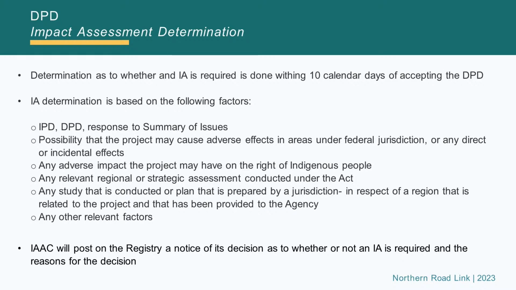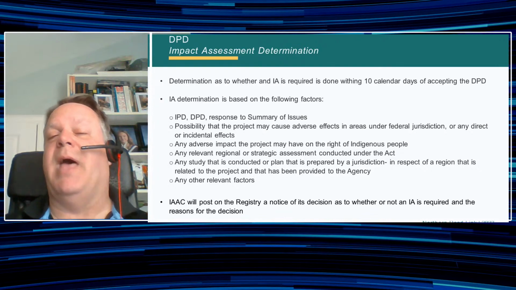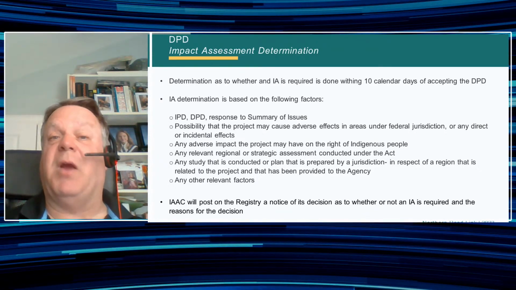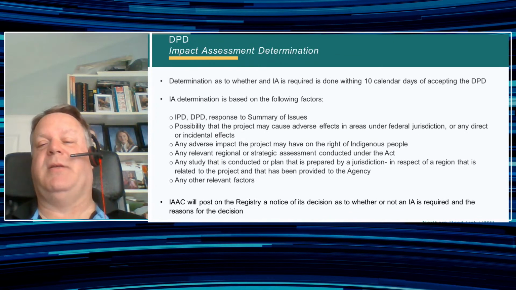And then IAC will post on the registry a notice of its decision as to whether an IA, or impact assessment, is required, and the reasons for that decision. So that information is all made public as part of a very transparent process.